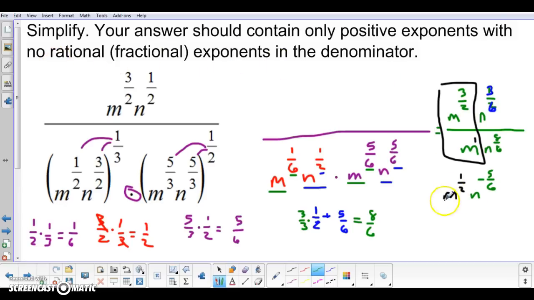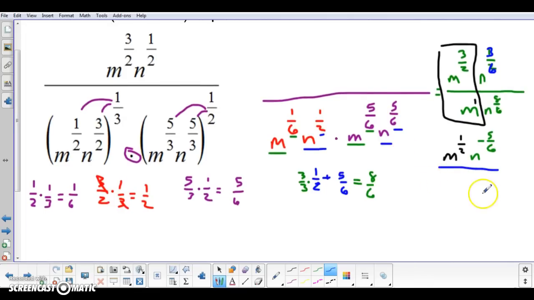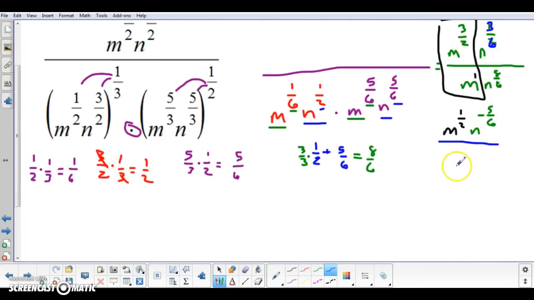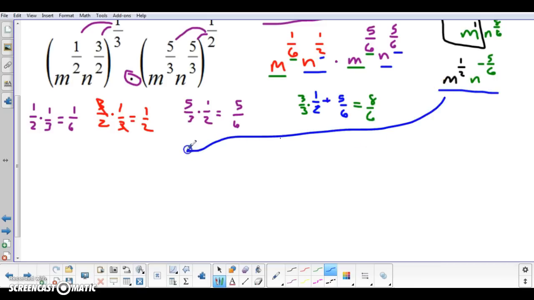So we've got this, there's no denominator anymore. We have just a numerator, and it's these two expressions. But I've got this negative exponent, and I was supposed to only have positive exponents. So here's what's going to happen. If I put n to the 5/6 back in the denominator, we're going to draw this way over here. We had m to the 1/2 over n to the 5/6.